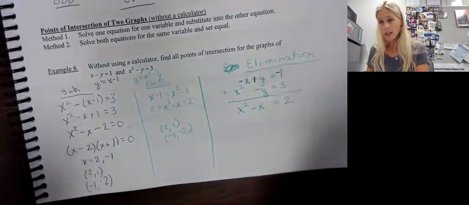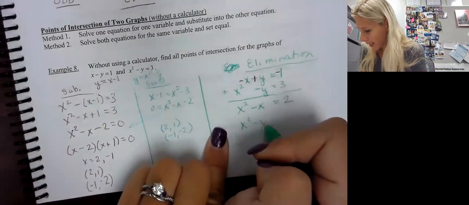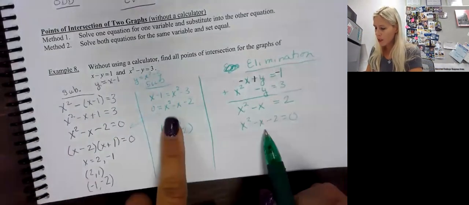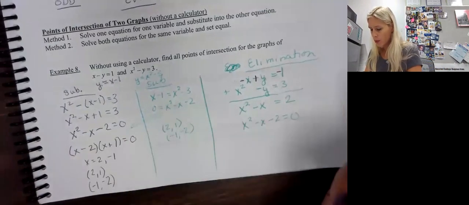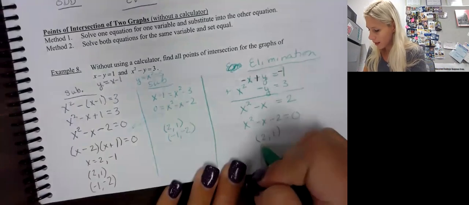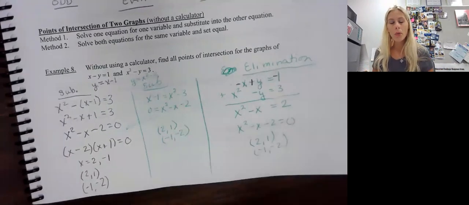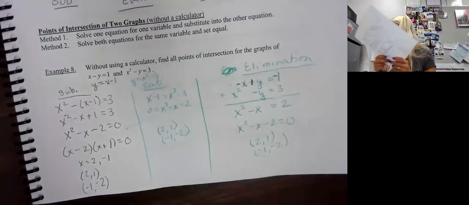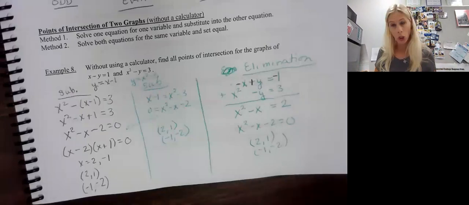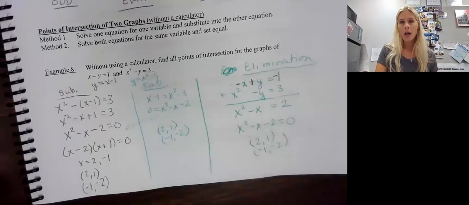Again, I can't factor yet until it's equal to 0, so let me move that 2 over. X squared minus x minus 2 equals 0. And what do you know? We're in our same equation that we can factor, and we end up getting 2, 1, and -1, -2. When your problem asks you to do this algebraically, you can choose whichever one you want. Just remember that you need to show your work and your answer needs to be in those coordinate pairs. All right, enjoy.